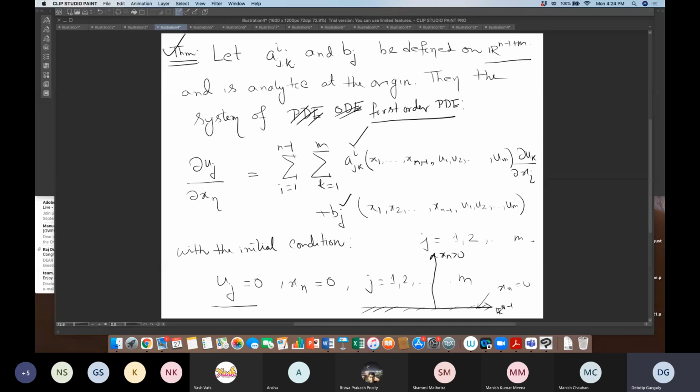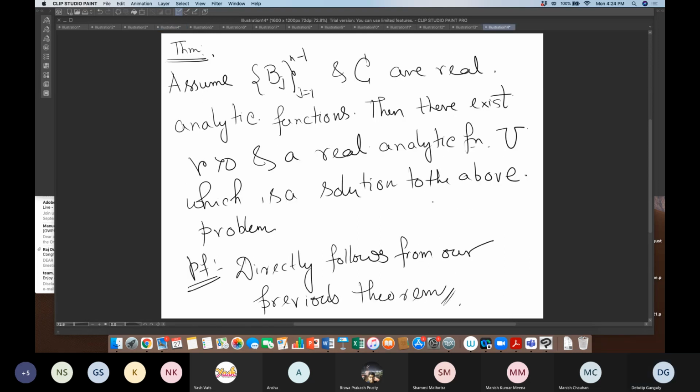It is this one. Because this AJ is our B, C is your BJ. So del U by UJ by del xn, that is capital del U by del xn, and UJs are 0 at the point xn equal to 0. So I have proved this. So immediately the proof follows. Is that clear?